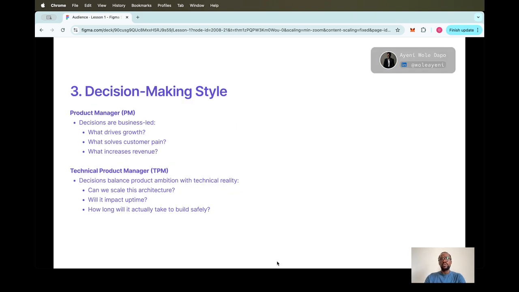What influences the decision-making process in both roles? As a product manager, you focus on a business-led decision-making style. You focus majorly on what drives growth, what solves customer problems, and how we increase revenue. And as a technical product manager, you're focused majorly on architecture. How do we ensure we build a platform that is reliable? How do we ensure we build a platform that is 100% available at all times? How do we build a platform that has high resilience?